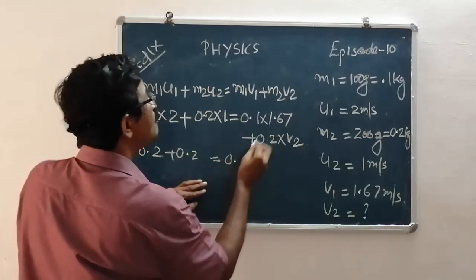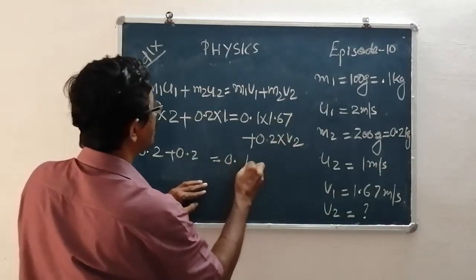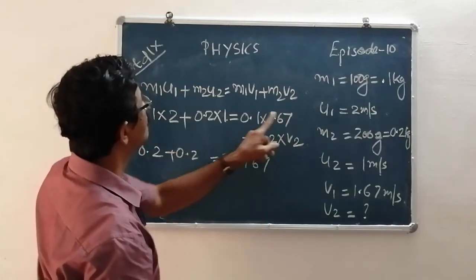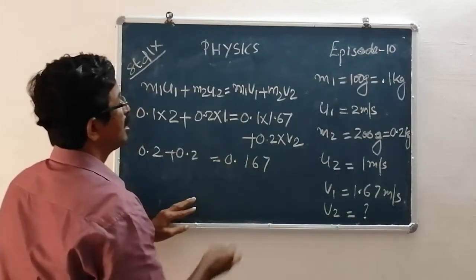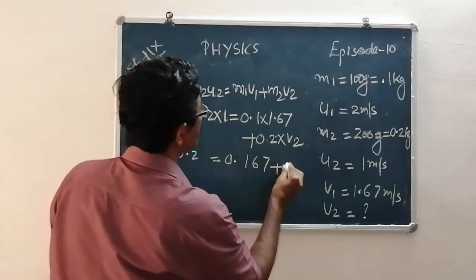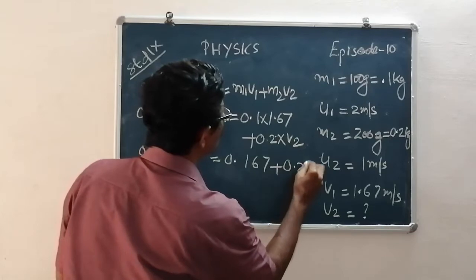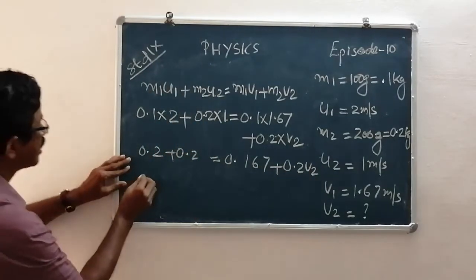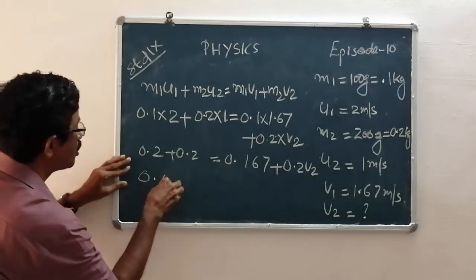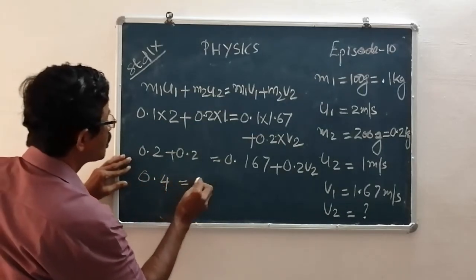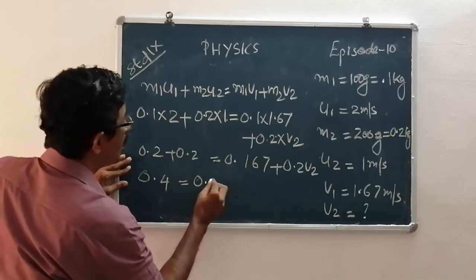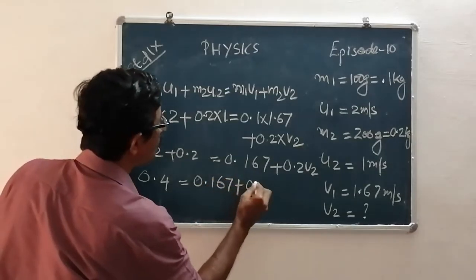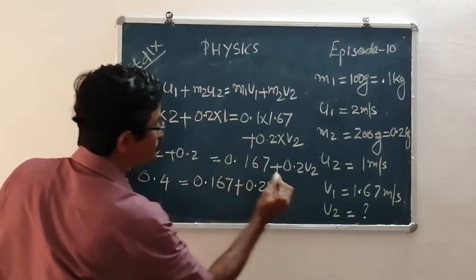That means 1 with 1, when we multiply, the same value will come, and 1 decimal also we want to put. So here 2 and here 1, 3 decimals, plus this 0.2 v2. Now adding these two, we get 0.4 is equal to 0.167 plus this is 0.2 v2.